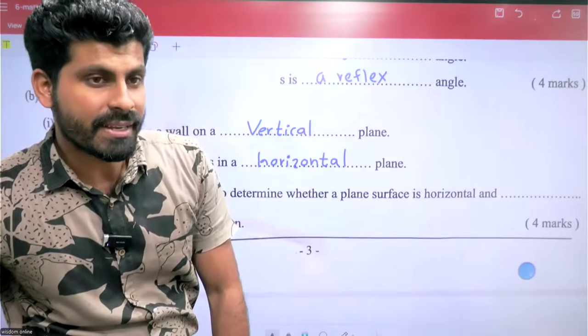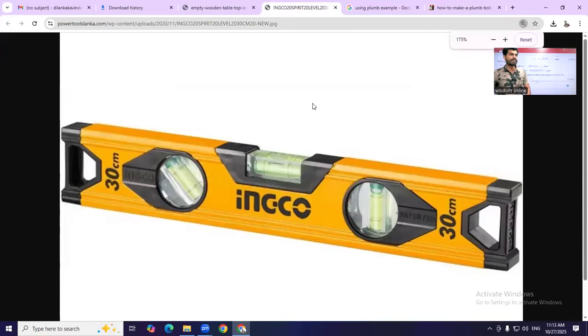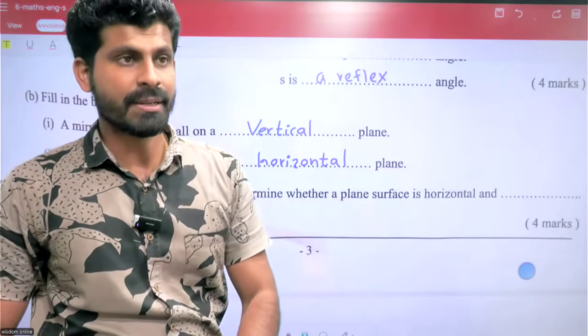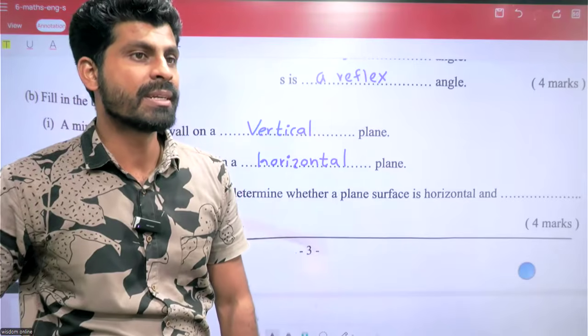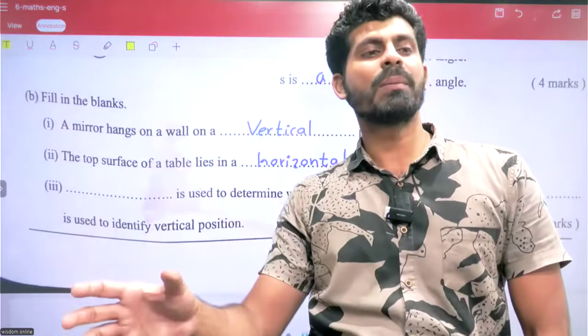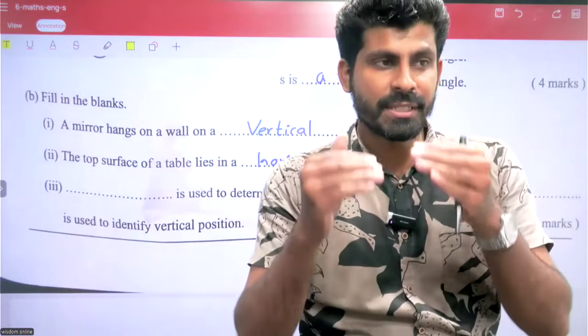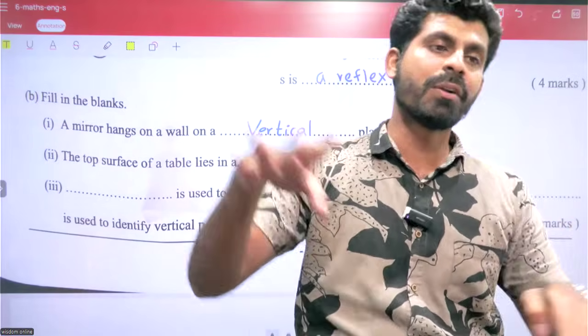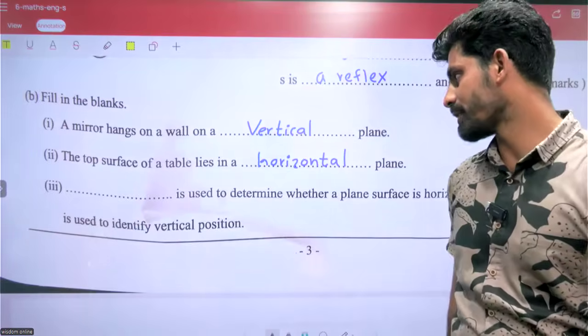Right? Spirit level. What is that one? Using this one, we can measure whether that one is horizontal or not. So what is the name of that tool? Your spirit level, or bubble level. This is the special instrument designed to indicate whether a surface is horizontal or not.